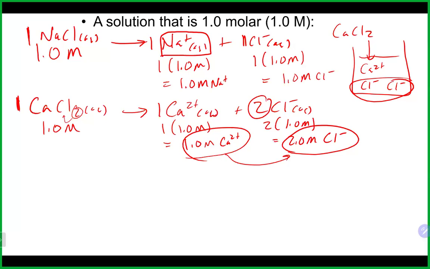By the way, if it broke apart into a 1 to 3, I would multiply the concentration by 3. If it broke apart into 1 to 4, I'd multiply it by 4. So whatever it breaks apart into in terms of ions, if you're interested in just the ion concentration, you would basically multiply it by however many it breaks apart into. Any questions on that there?